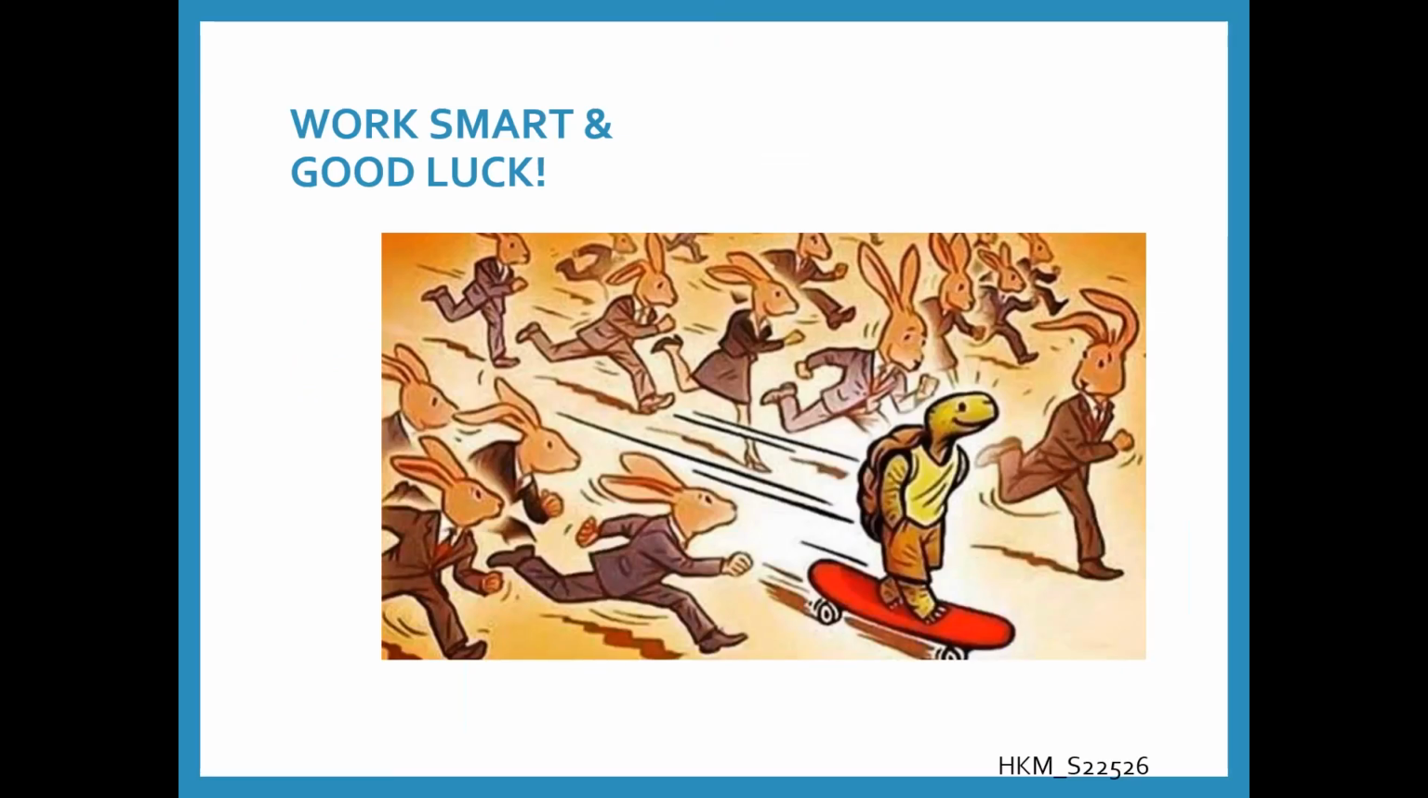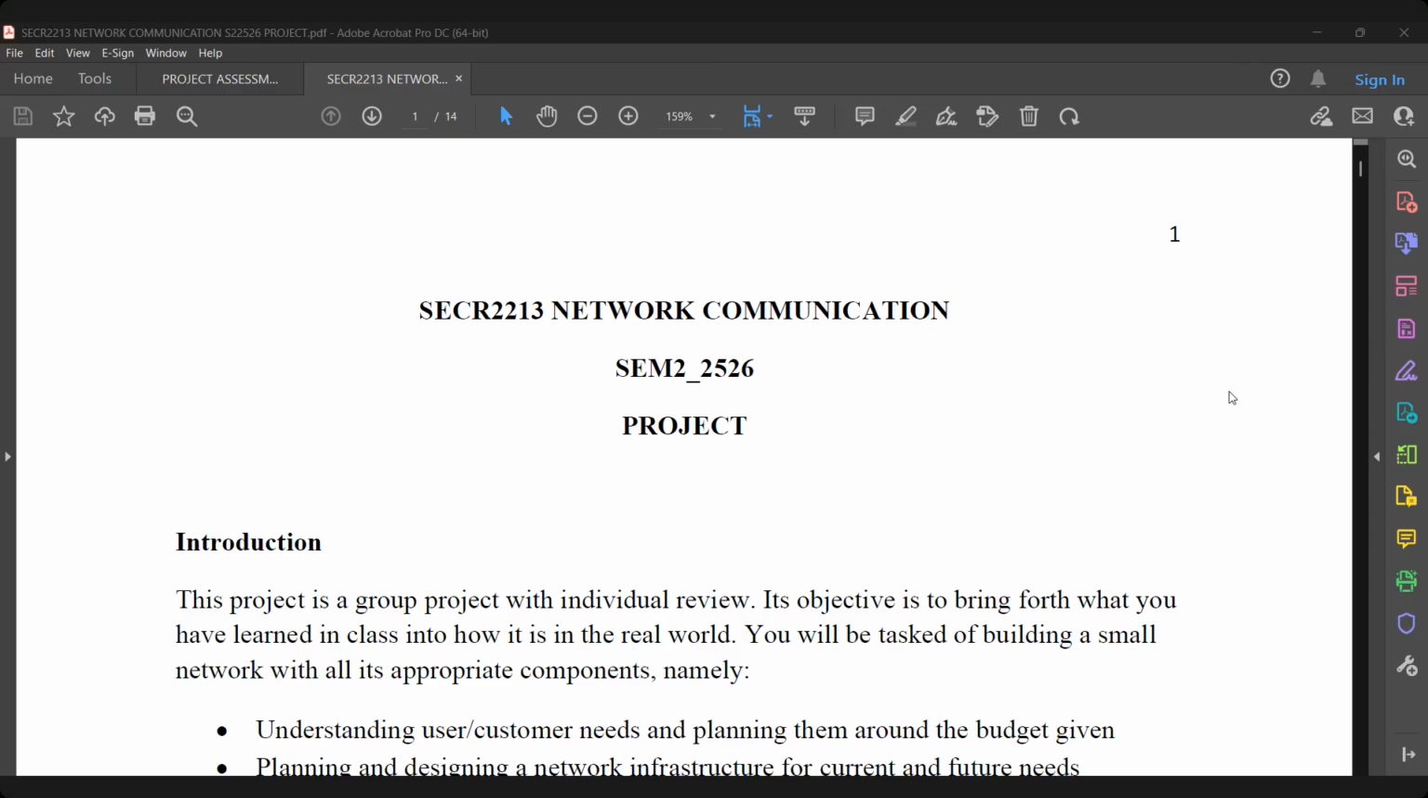I will now explain to you about the project. So give me a minute. Okay, let's look at the project. The project is running for the whole semester. There are 6 tasks, 1 until 6, that you have to do and submit. And in the project document, the date for every task is clearly stated.